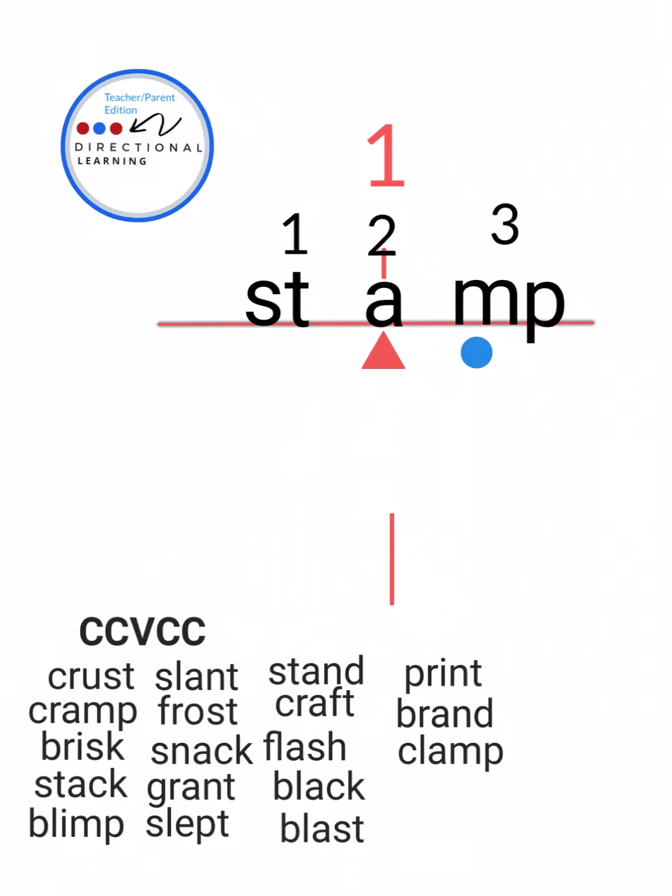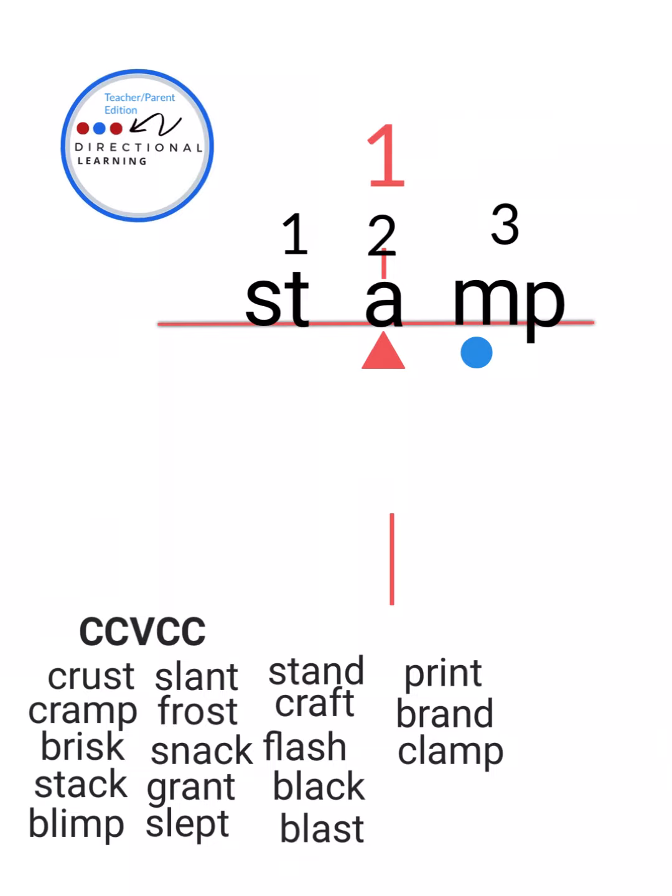Okay, so, I have a list of ccvcc words, blends in the beginning, blends in the end. Remember, you can always have digraphs in it too, but today we're just working on blends with the student. So here's a list here. You can make your own list as well. So now you taught your student how to decode ccvcc words.